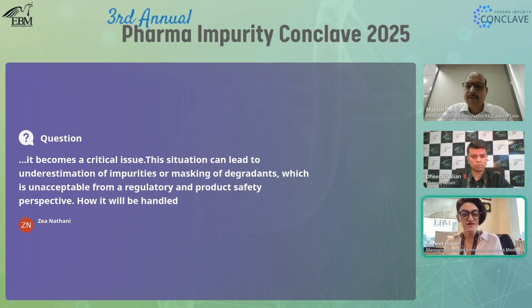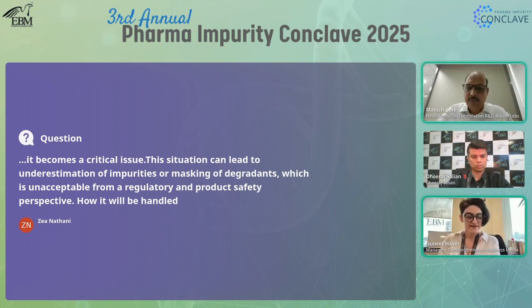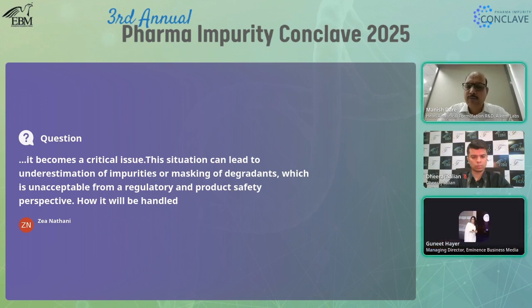Thank you very much, Manish. And in continuation, because previously he mentioned the scenario, his question is that it becomes a critical issue. This situation can lead to an underestimation of impurities or masking of degradants. Yes, it is a critical issue, and you have to be prepared to handle it, as the agency may ask during an audit also. Yes, it is a critical issue.